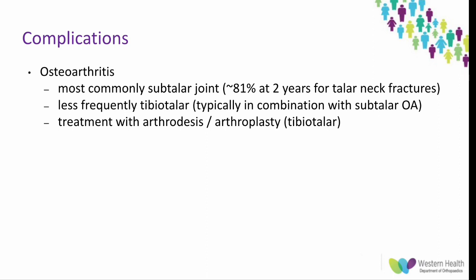Less frequently is there osteoarthritis in the tibio-talar joint, and in this case it's more commonly in combination with subtalar OA. Treatment of osteoarthritis can either be arthrodesis or arthroplasty, and the arthroplasty is really reserved for the tibio-talar arthritis, whereas the subtalar arthritis is usually treated with arthrodesis.